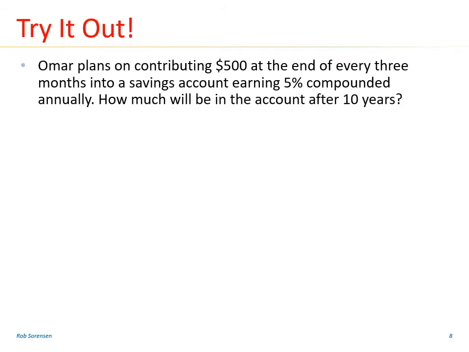I'm going to give you a chance to try one out now. We've got Omar here planning on contributing $500 at the end of every 3 months, so that's quarterly, isn't it, into a savings account earning 5% compounded annually. How much is going to be in the account after 10 years? Go ahead and press pause and work through this. Don't forget, do both steps. First convert the rate and then solve the annuity. And I'll come back in just a second and work it out with you as well.